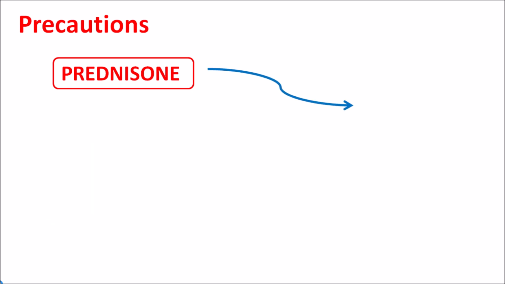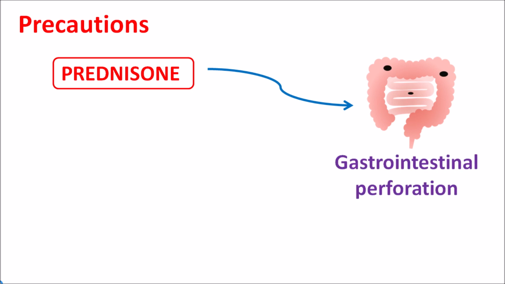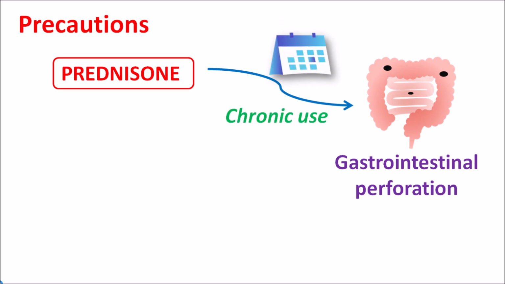Another important precaution is on the gastrointestinal system. With the use of prednisone, it can produce gastrointestinal perforation, resulting in ulceration and bleeding. Again, this effect is observed on chronic use of this drug. That's why whenever corticosteroids are prescribed for the long term, they can produce gastrointestinal disorders, abdominal distension, abdominal pain, and ulceration in patients. Now let us see the side effects of this drug.